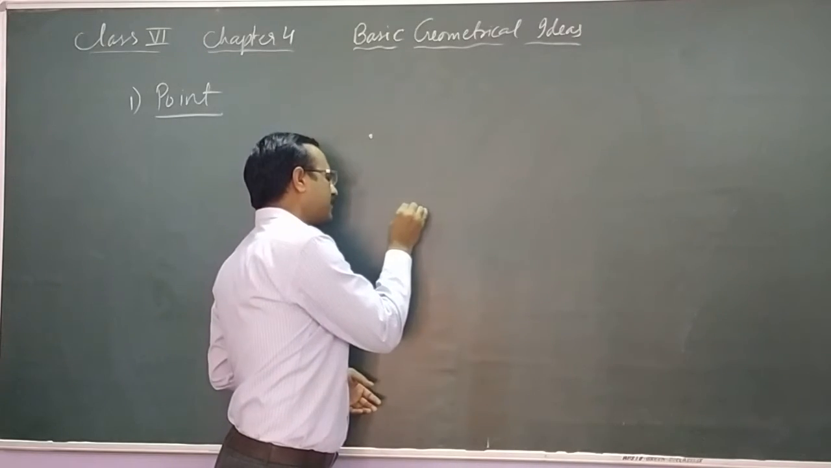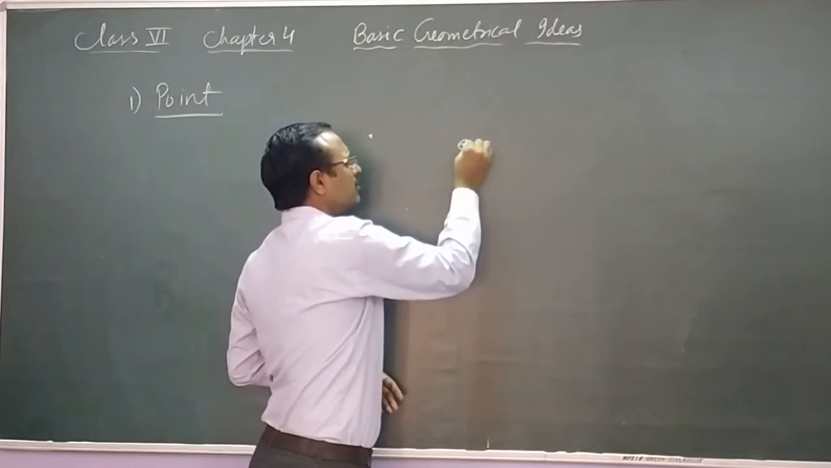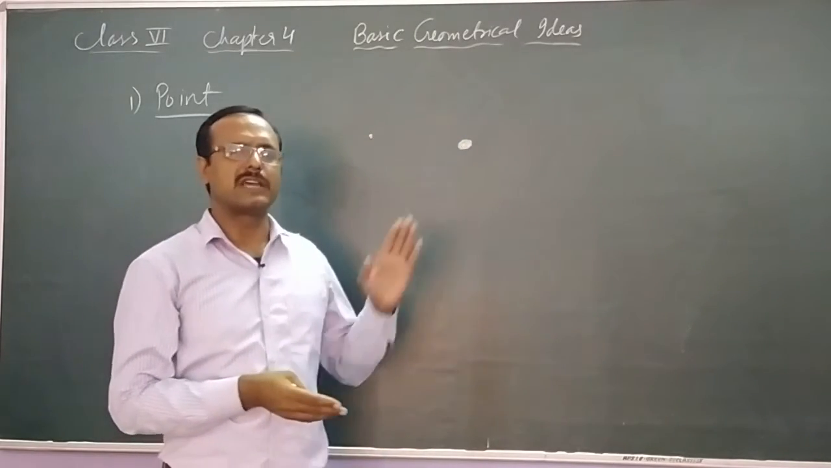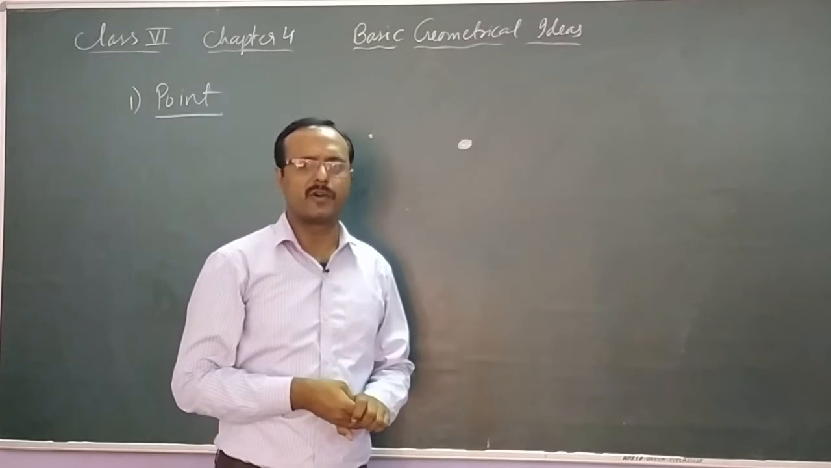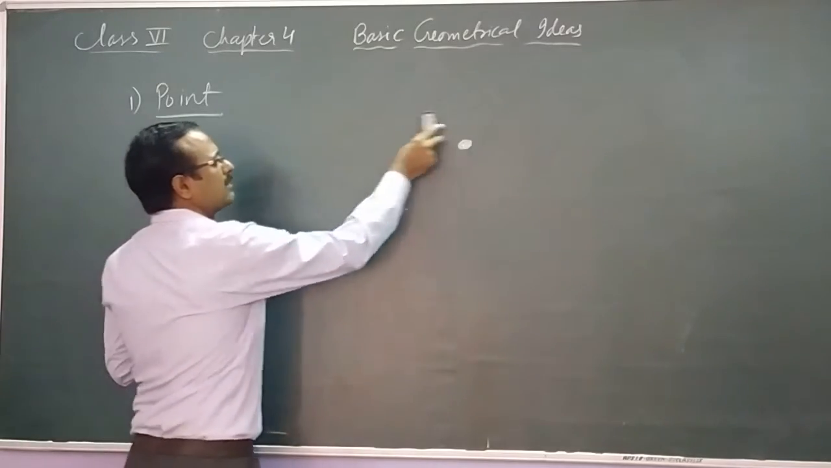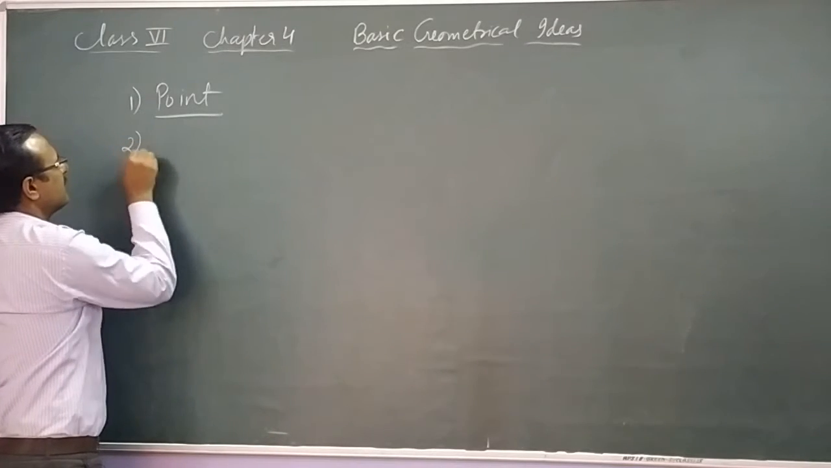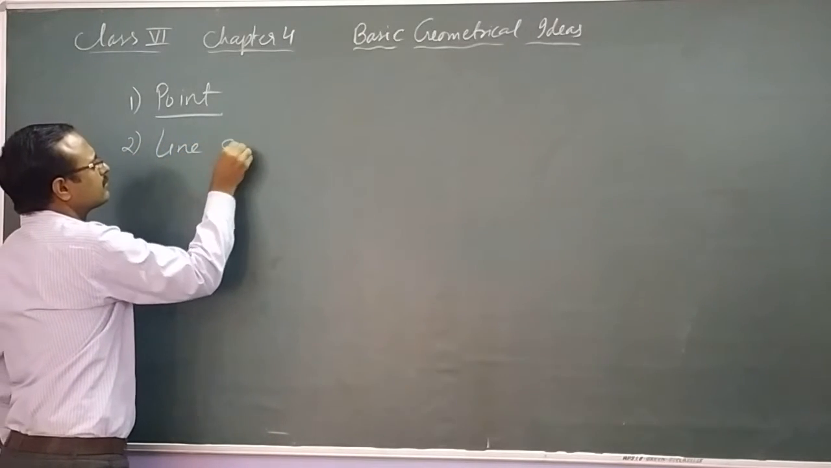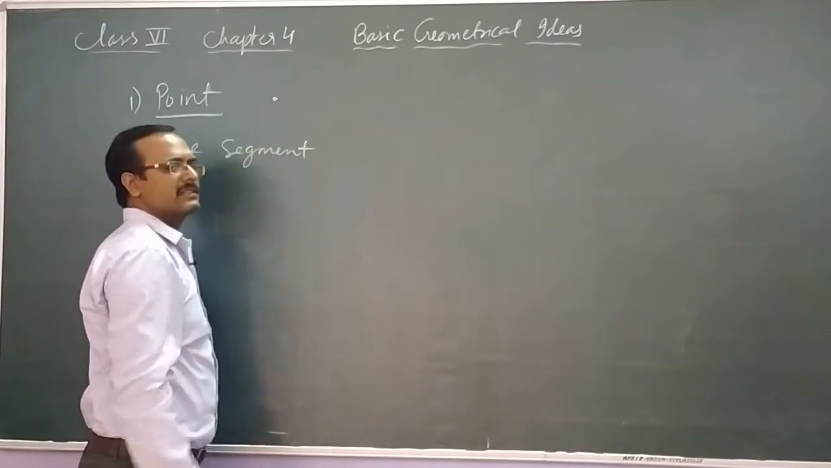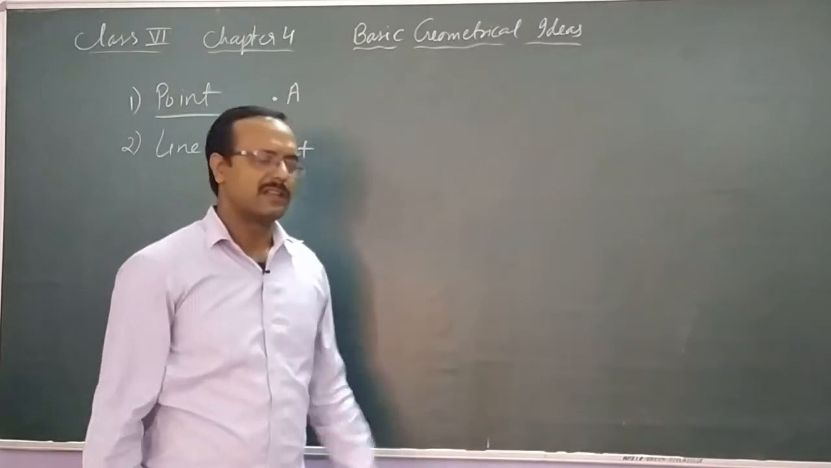It can be a very small dot which is invisible, or it can be a big dot also which is visible. Okay. So the size of the dot or the size of the point does not matter. So a point is actually the location of a given dot. Now second is line segment. So a point is just like this. A point is represented by an alphabet, that is A, B, C, like this.